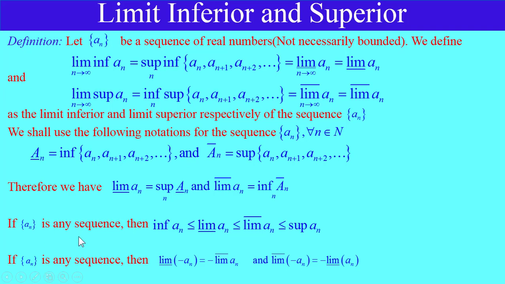If an is any sequence, then infimum of an is less than or equal to limit inferior, which is less than or equal to limit superior, which is less than or equal to supremum of an. If an is any sequence, then limit inferior of minus an is equal to minus of limit superior an, and limit superior of minus an is equal to minus of limit inferior an.